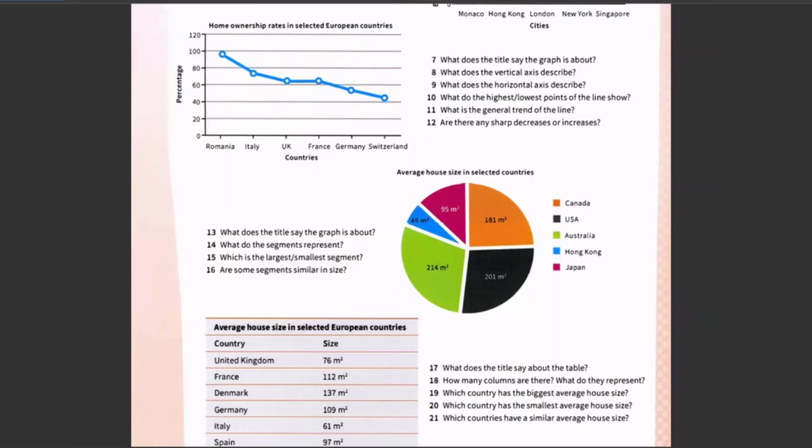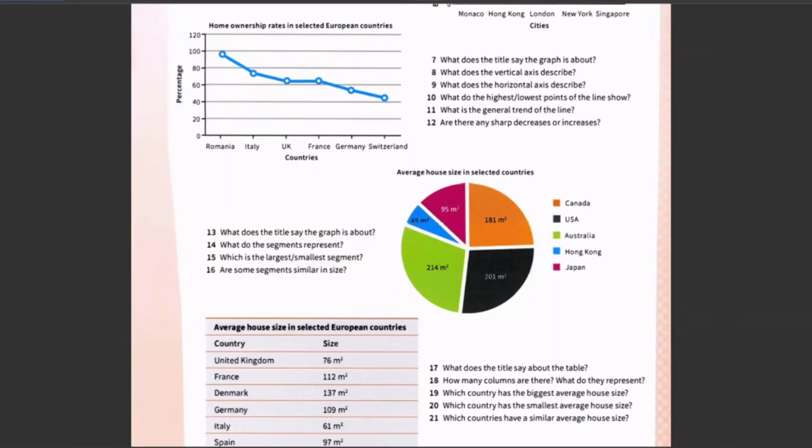Miss, I'm done. Okay, great. All of them till 21? Yes. Okay, that was quick, very good. Okay, so let's look at number 7. What does the title say about the graph? The title of the graph is Home Ownership Rates in Selected European Countries. It is about home ownership rates in some European countries.